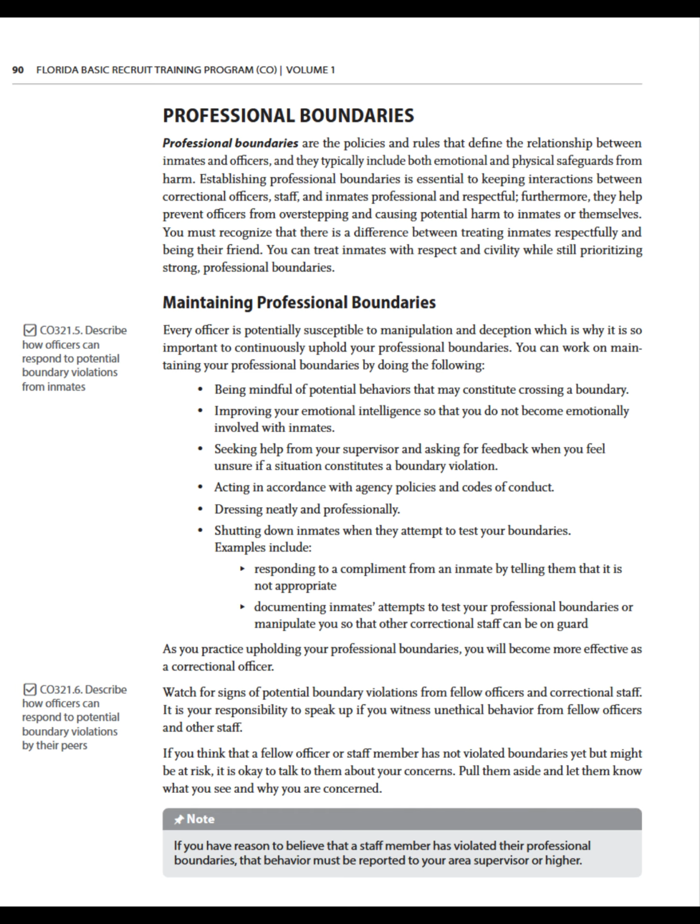Note, if you have reason to believe that a staff member has violated their professional boundaries, that behavior must be reported to your area supervisor or higher.